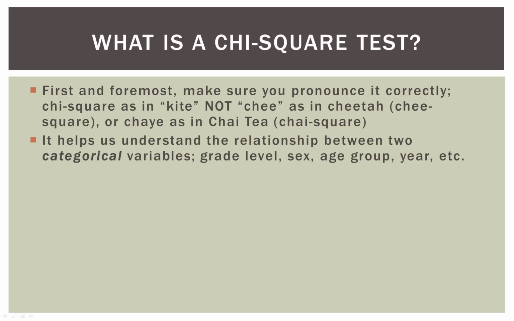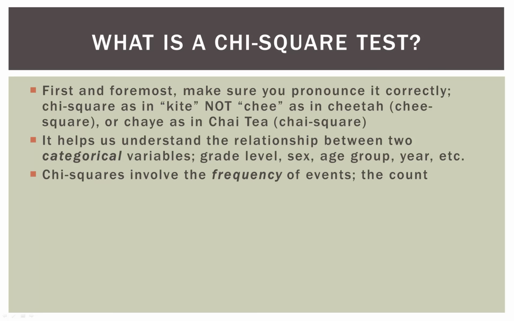Age group, so you've probably seen them. Are you in the age group 18 to 25, or 26 to 35, or 36 to 45, whatever? So those are categories if they're put in groups. Years, of course, we have years in this example, etc. So the important thing here is it has to be categorical variables.